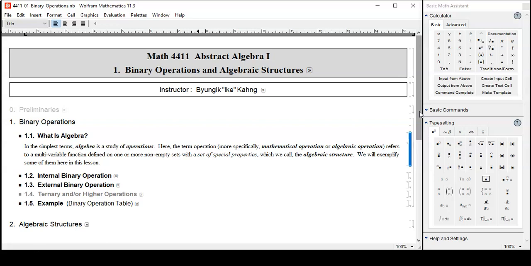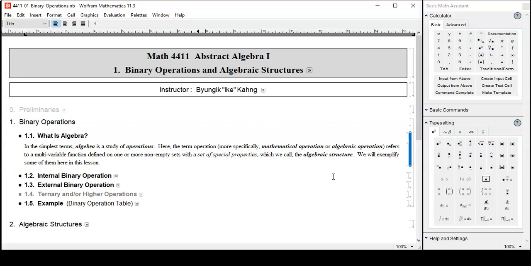Now, what is an operation in that case? We can define it like this. It's a multivariable function defined on one or more non-empty sets, with a set of some special properties which we call the algebraic structure. So basically that's it. We study algebraic operations and their properties, which we call algebraic structure.